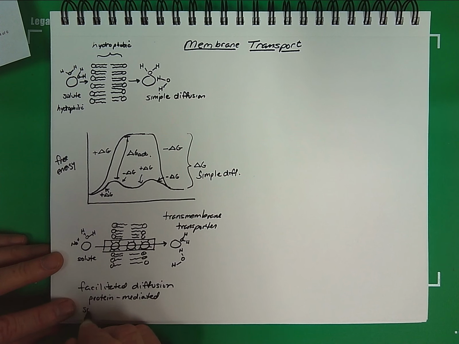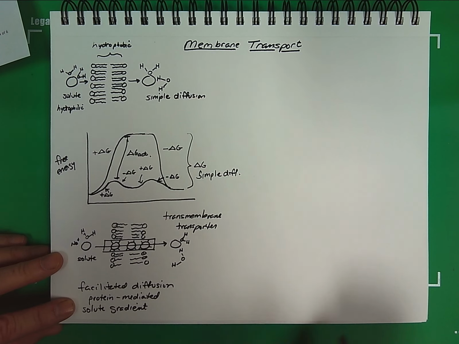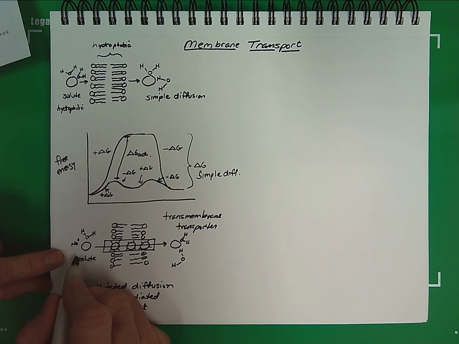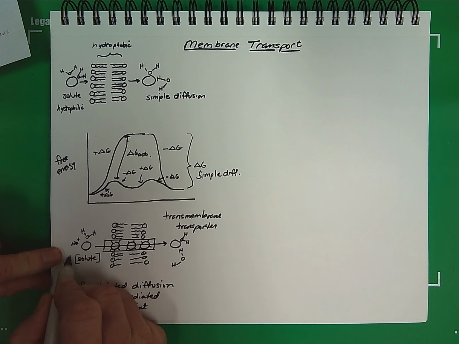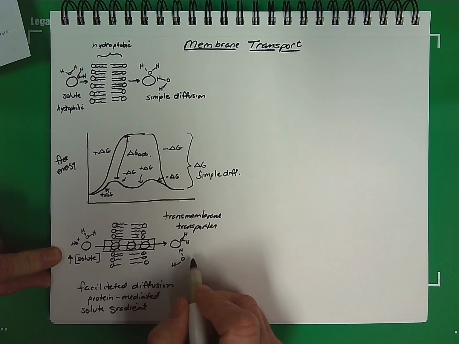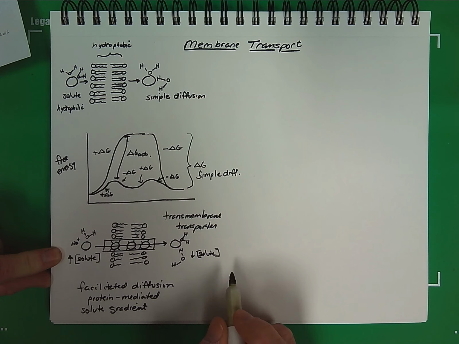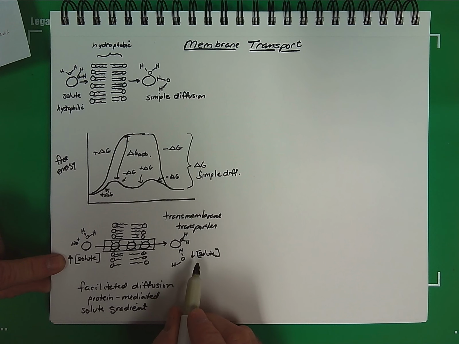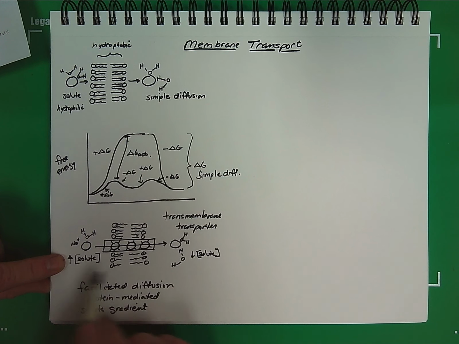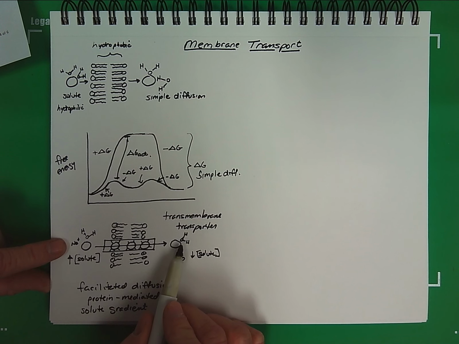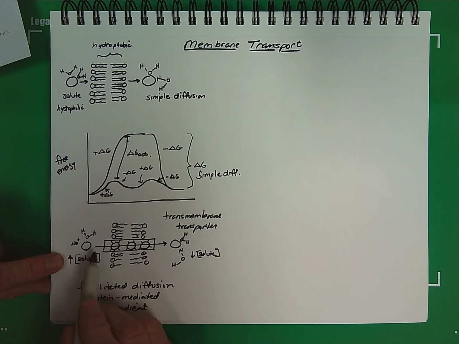This is going to be driven by the solute gradient. What this simply means is that if we have a high concentration of solute on one side of the membrane and a low concentration of solute on the opposite side of the membrane, this will dictate the direction that the solute is going to move. So under these circumstances, the solute will move to the right. However, if we have a high concentration of solute on the inside of the cell and a low concentration out, this is reversible.